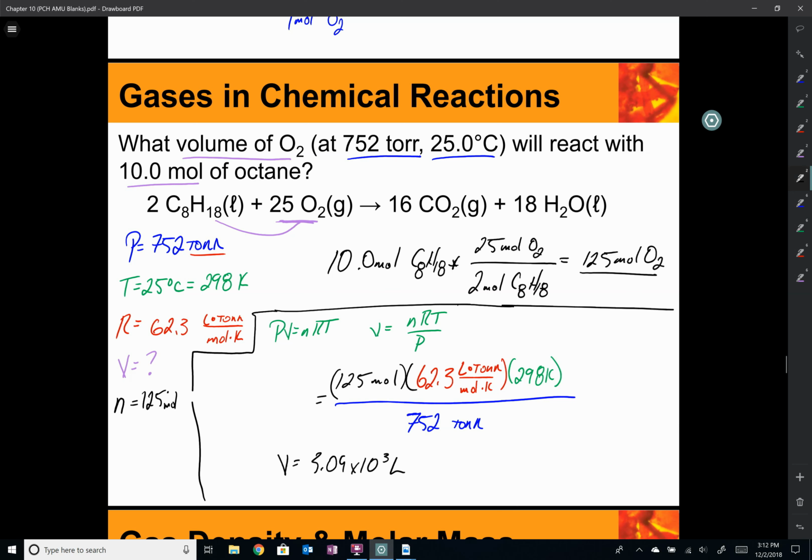And again, why did we have to do it this way? Because we're not at STP. We're not at standard temperature and pressure. So we can't assume that the volume is equal to 22.4 per mole. So we have to use the ideal gas law in this case.